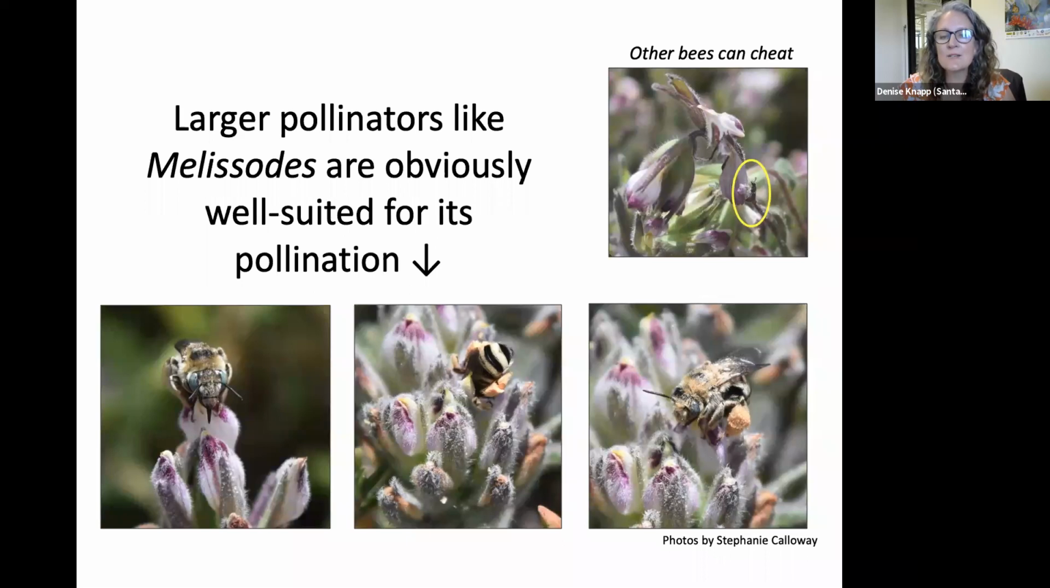So larger pollinators like this Melissodes bee are well suited for its pollination. You can see it on top of the flower, muscling its way in. And then you can see all that pollen on it and all of it that it's been gathering on its legs. Other smaller bees can cheat. So not all pollinators are created equally, or flower visitors. This little Lasioglossum or sweat bee can kind of come in the side through these little openings and not really necessarily touch the pollen where it needs to. Next.